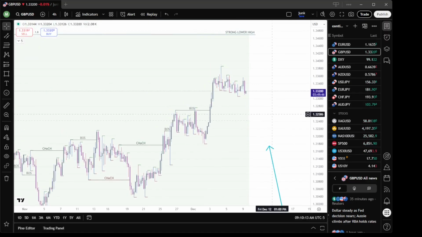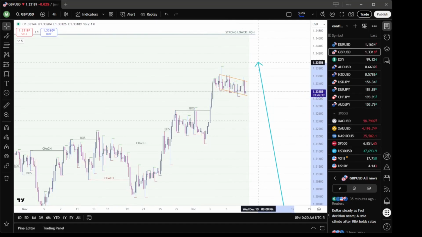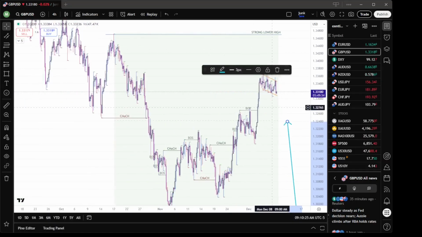Could also consider this a bull flag waiting to break out to the upside, and I'll be looking for it to target the lower high from this overall swing structure.